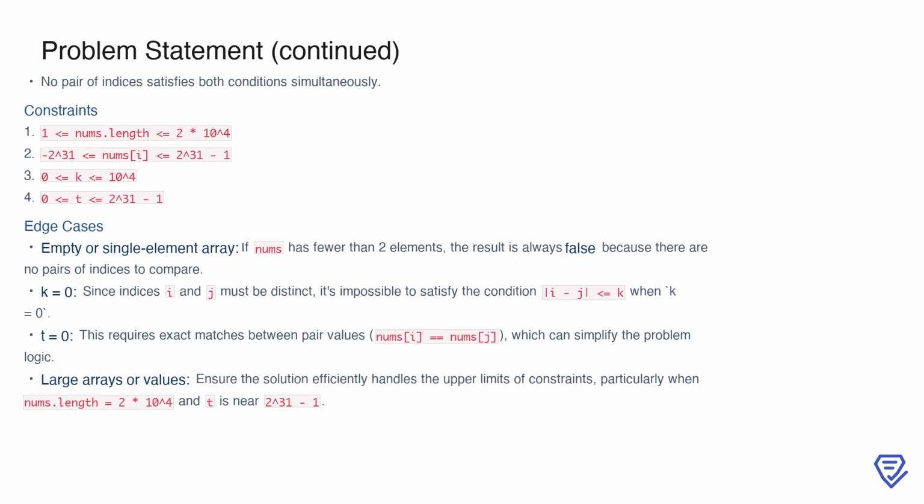The constraints for this problem highlight key considerations. The array nums can have up to 20,000 elements, and the values of k and t can be very large. Special cases include situations like when nums has fewer than 2 elements, where the output is always false because there are no pairs to compare. If k is 0, the indices cannot satisfy the condition of being distinct and close enough. Similarly, when t is 0, the problem simplifies to finding exact matches between elements. Lastly, efficient handling of large inputs and values is crucial to meet the problem's requirements.